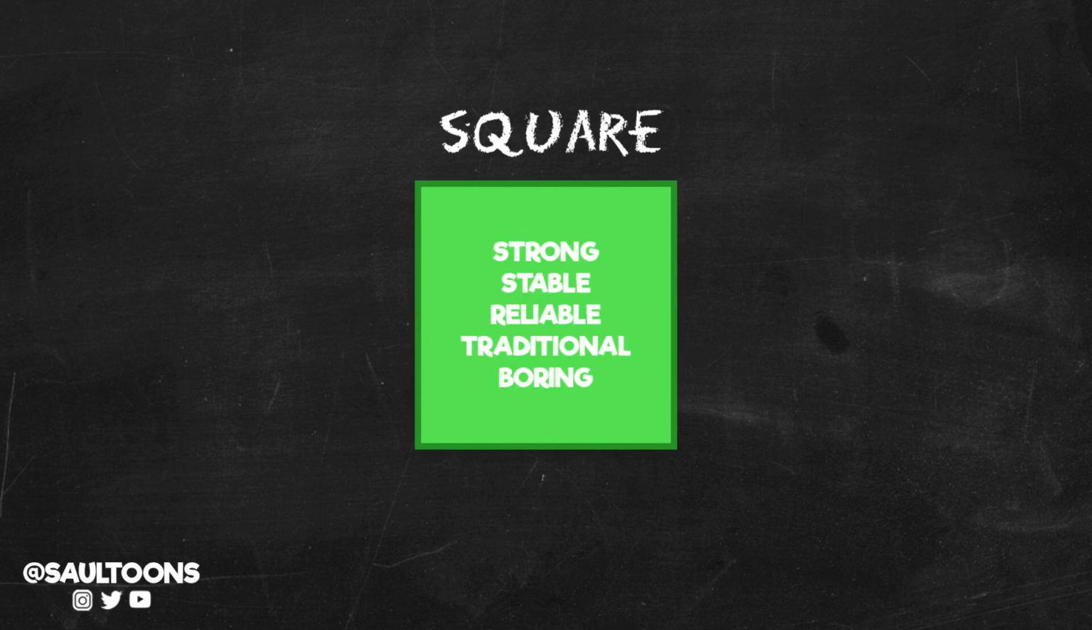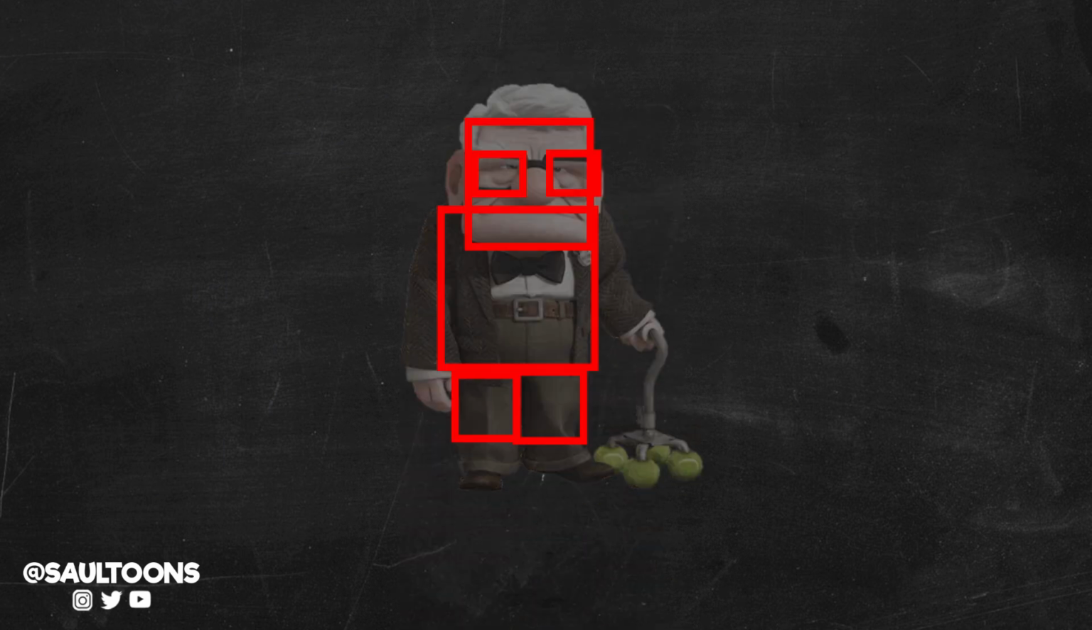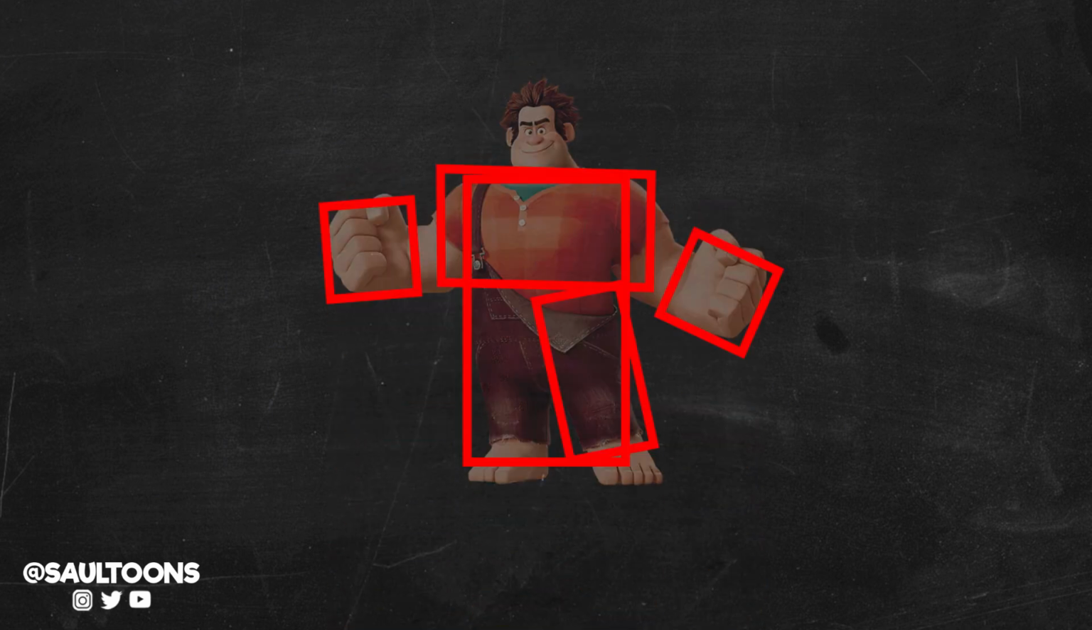Squares are seen as strong, stable, reliable, traditional. They can also be seen as boring. Look at the grandpa from Up. He's made out of squares and can be seen as traditional and boring. Or look at Wreck-It Ralph, a big, strong character that's represented with squares.